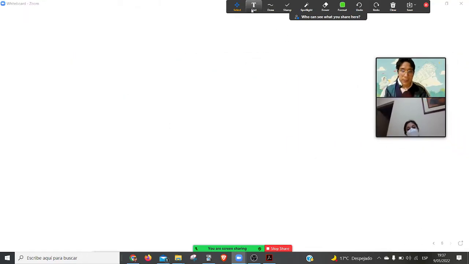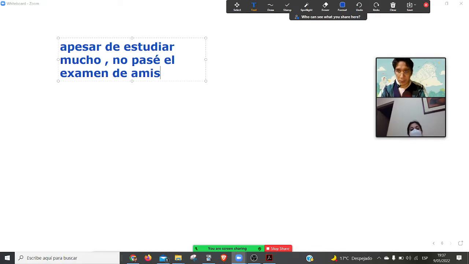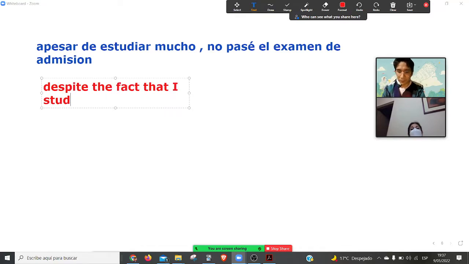Focus on this part. A pesar de estudiar mucho, no pasé el examen de admisión. Okay, so please, what is your answer? Dime las tres formas. Despite the fact that I studied a lot, I studied a lot. Está muy bien, study a lot.